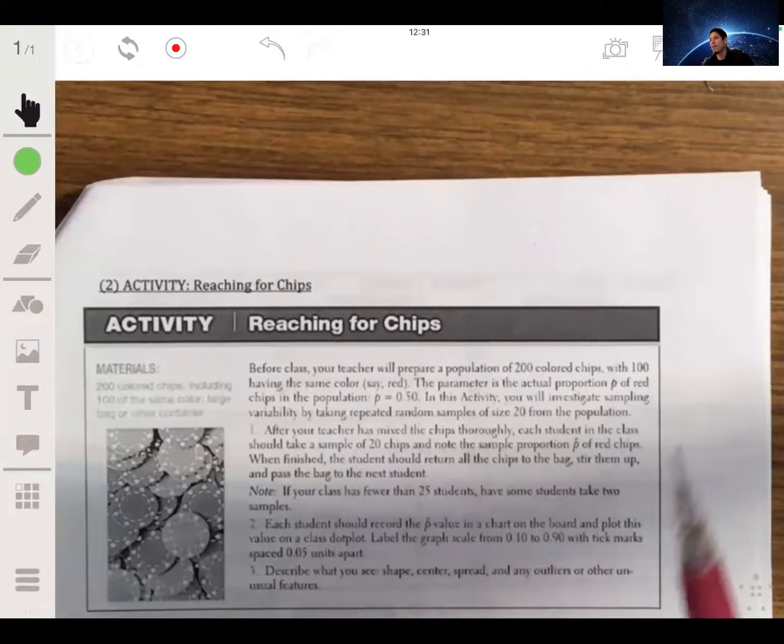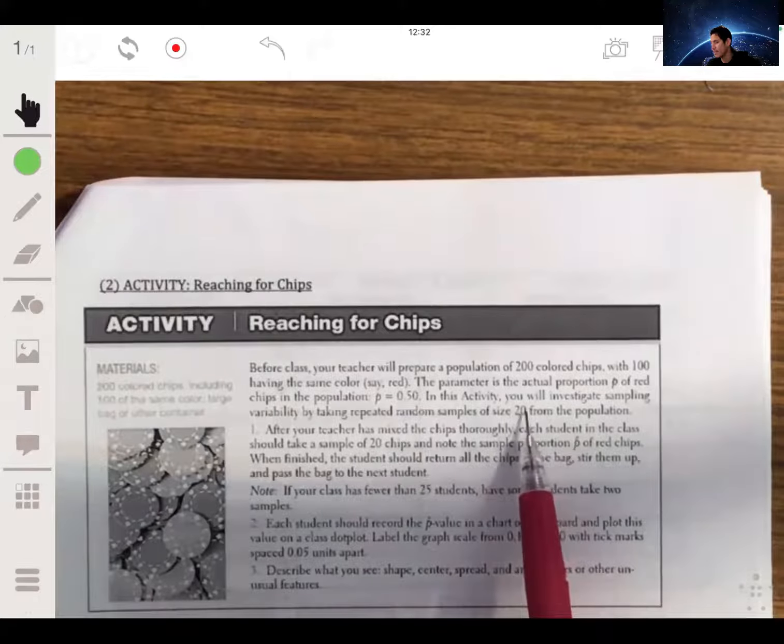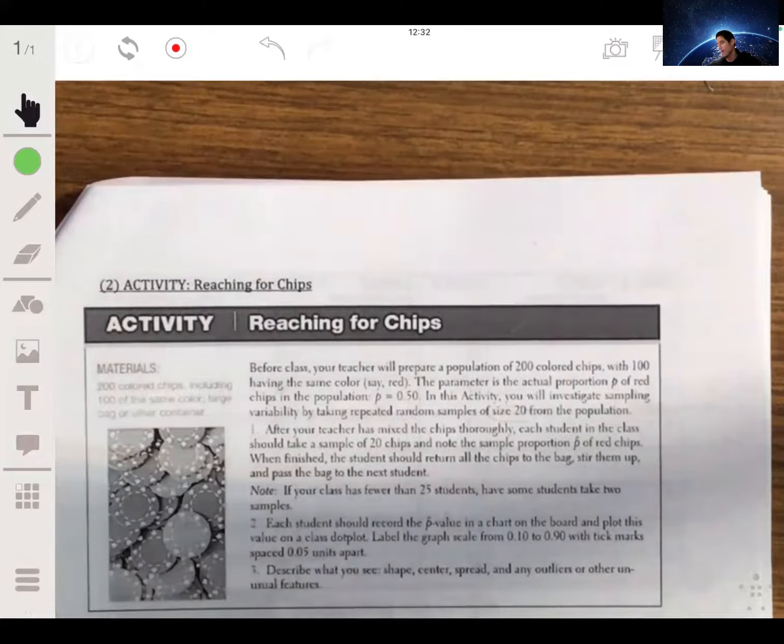Now, what if students had to try to guess what it was? Let's say they didn't know, and they had to guess what the true proportion was, and they could only take samples of 20. So I basically pass around the bag. They pick out 20 chips, and then they count how many of them are red. Let's say they get 11, and then they use 11 out of 20 to give a sample proportion for their estimate of the proportion.